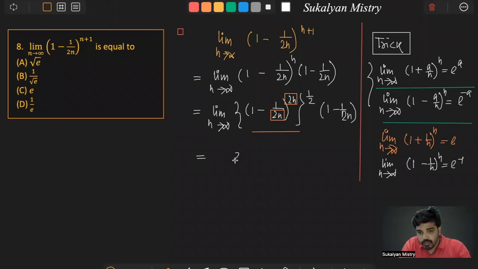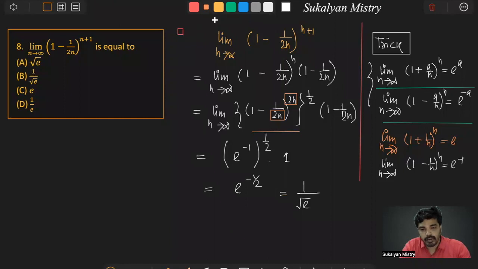So what do we get here? e to the power minus 1. See, the term below the 1, the power is the same, and the power here is 1/2. This is 1, that means ultimately we get e to the power minus 1 by 2, that is 1 by root e. Concept clear? So which option is correct? So option B is the correct answer. Clear?